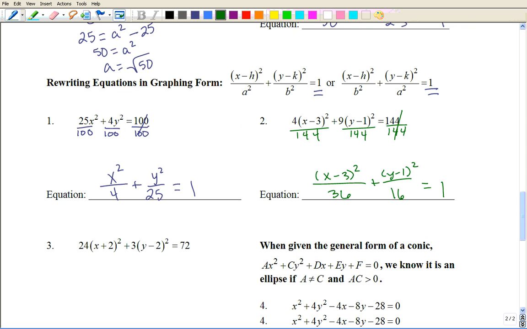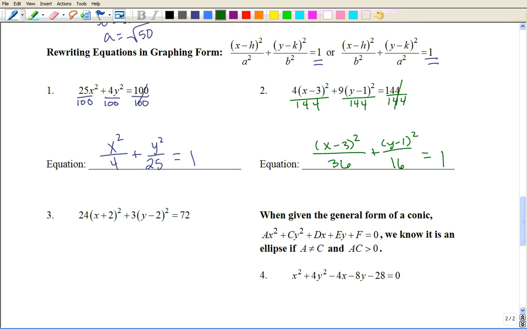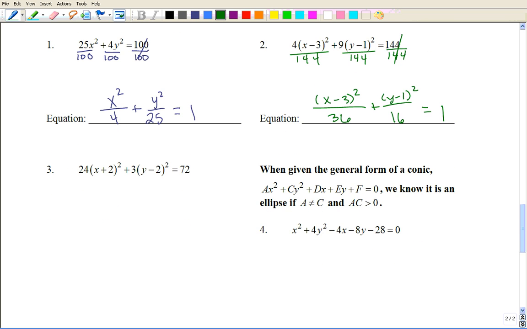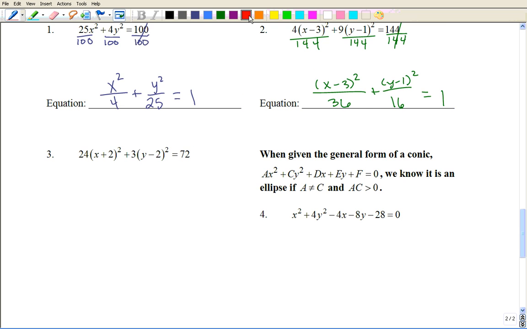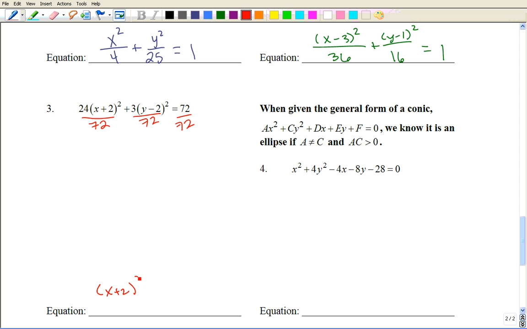And then we have one more of these, number 3. And this time it is equal to 72. Easy fix, right? If I divide everything by 72, so I'll have (x plus 2) squared. 24 over 72 reduces to 1 over 3. 3 over 72 reduces to 1 over 24. And 72 divided by 72 is just 1.